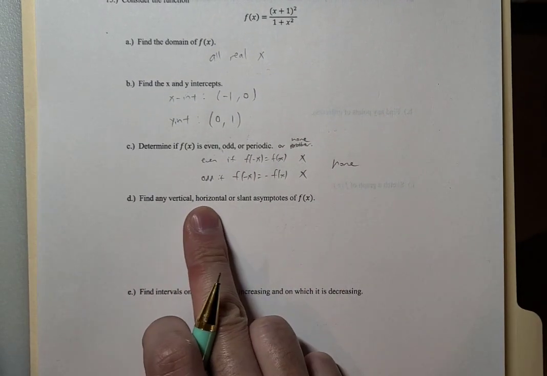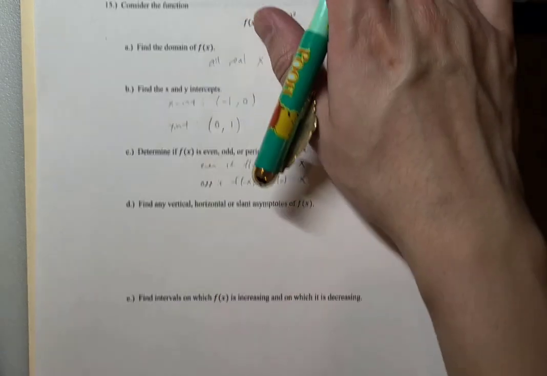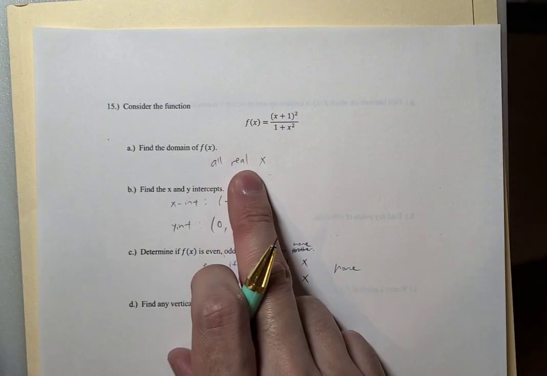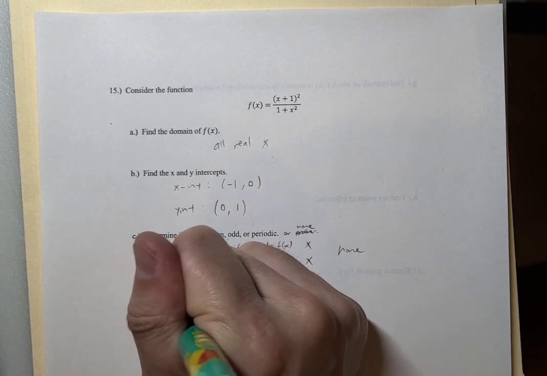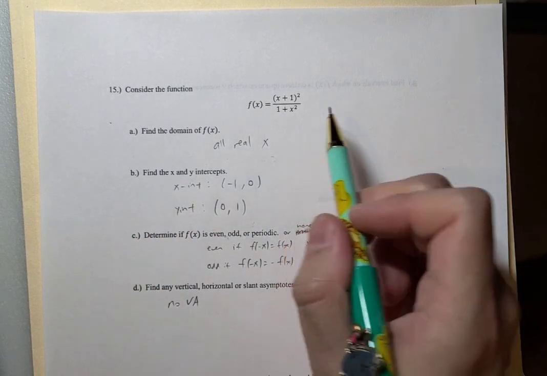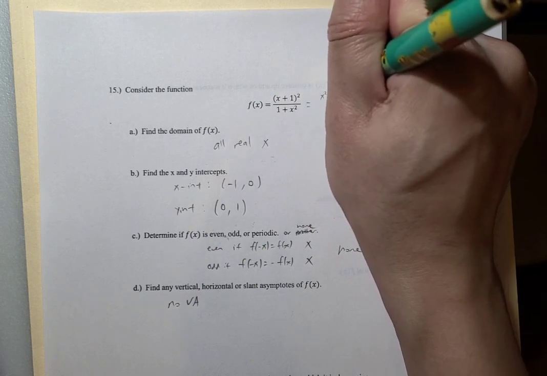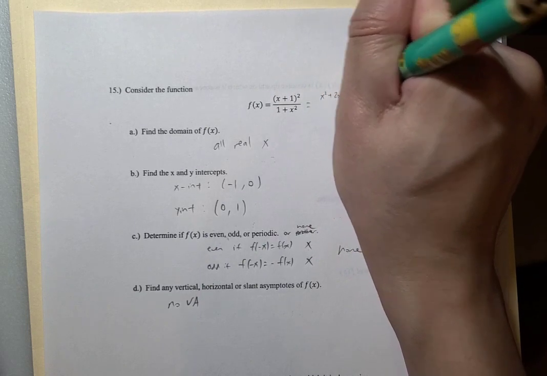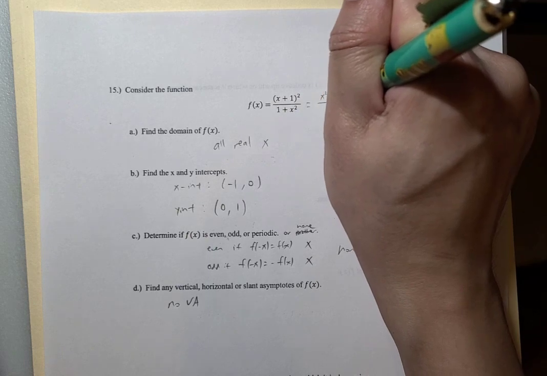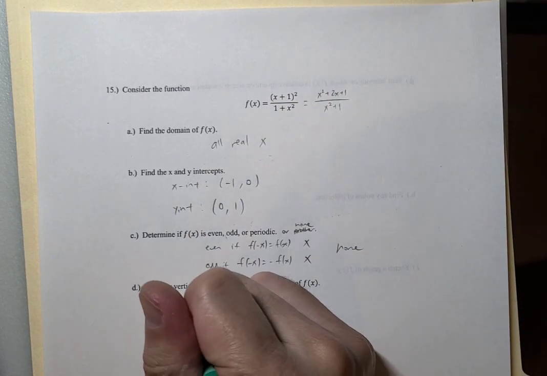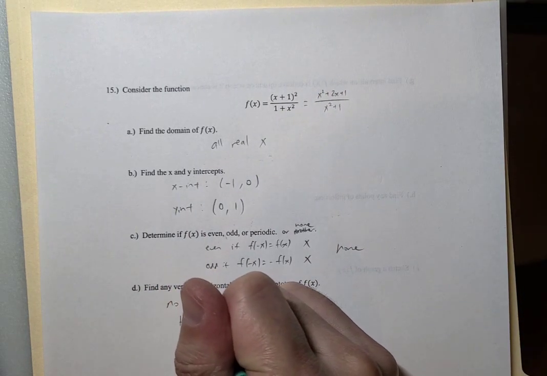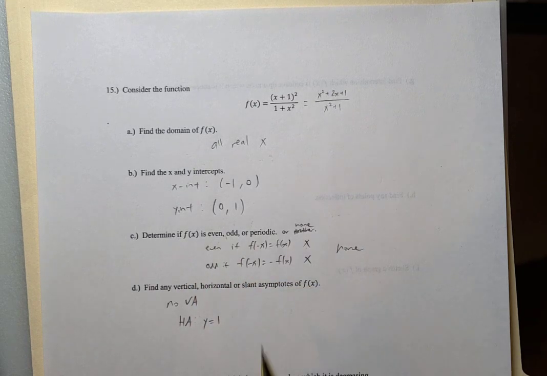All right, find any vertical, horizontal, or slant asymptotes. We said earlier that the domain is all real x, so no vertical asymptotes. How about horizontal asymptote? Well, we can expand the top out to be x squared plus 2x plus 1 over x squared plus 1. We have a horizontal asymptote at y is equal to 1. How do I know that? Well, I could take the limit as x goes to infinity, obviously.